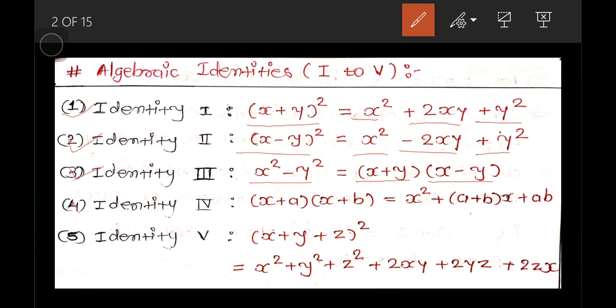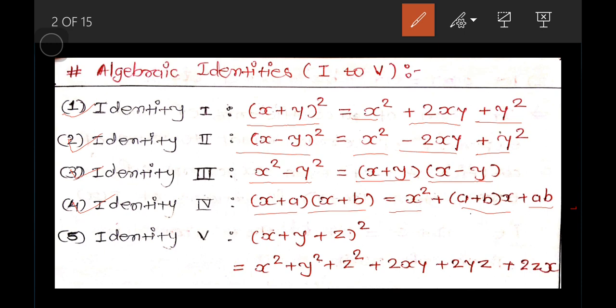Fourth identity is given as x plus a into x plus b. Here two brackets are given, the first bracket is x plus a and the second is x plus b, and both are in product form. So we expand it as x square plus a plus b x plus ab. So the fourth identity is in bracket x plus a into x plus b is equal to x square plus in bracket a plus b into x plus ab.